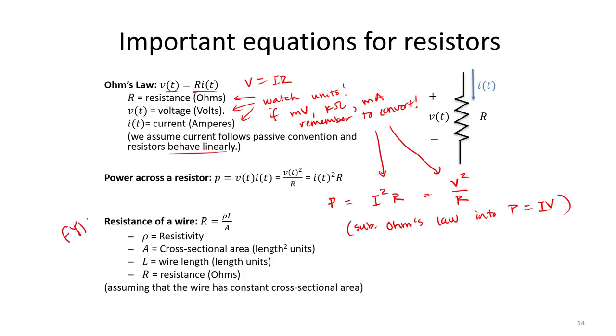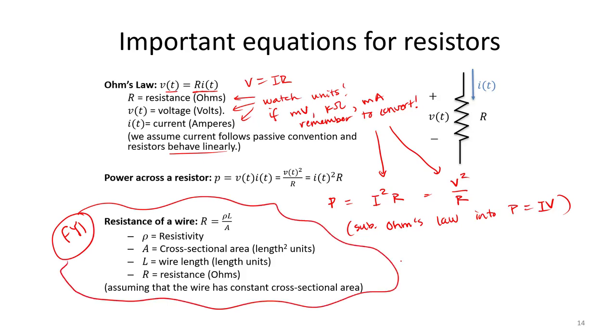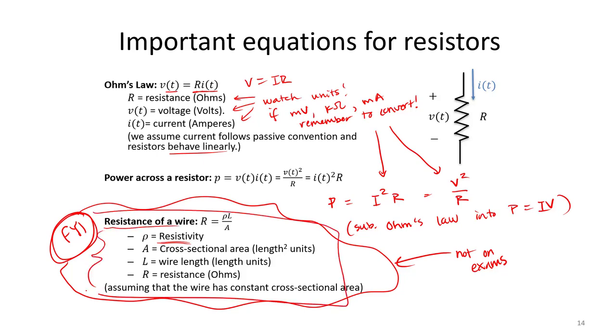Last bit of information here is more for your information. I'm not going to ask you about this on any exams, but if you want to think about where resistance physically comes from, it comes from the property called resistivity, and typically it's determined based on the actual area and volume of the component. Again, I don't expect you to remember resistivity and this stuff for exams.